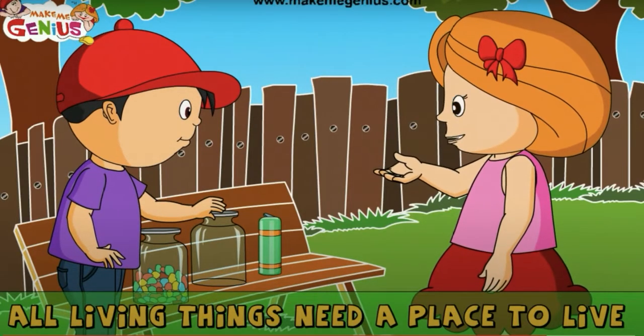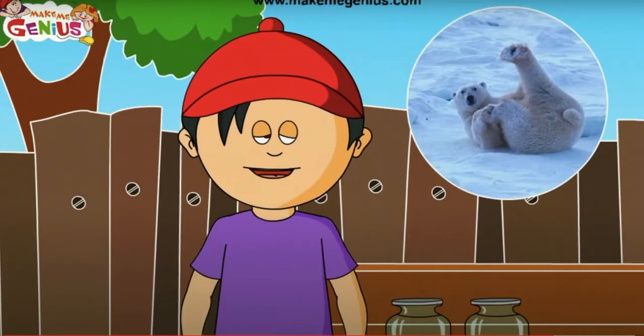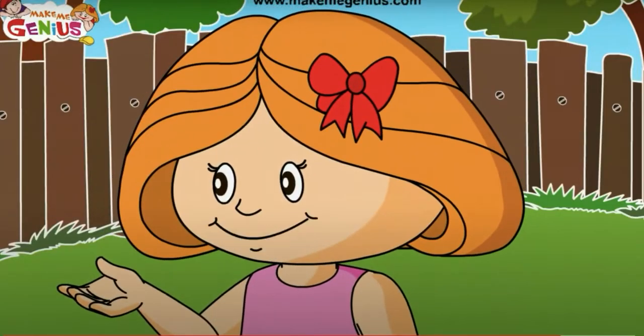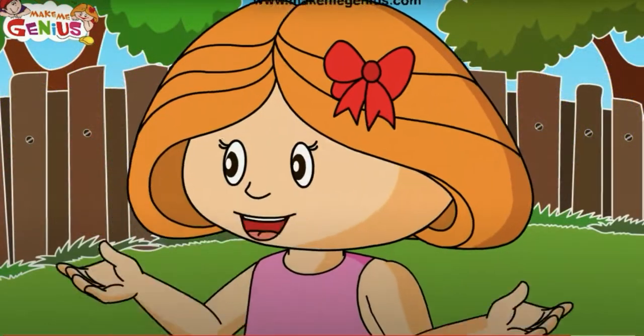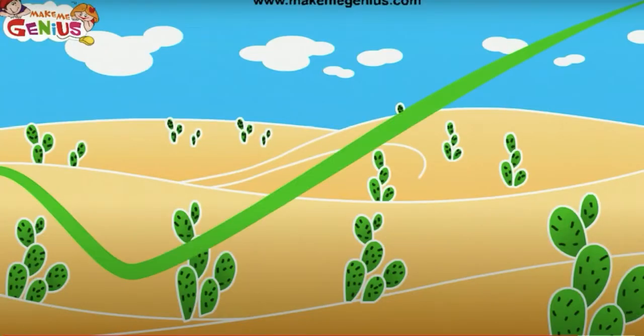What kind of place does a polar bear need to live? I know, some place really, really cold. How about this? Not right. Mango trees don't grow in deserts. And how about this? That's okay. A cactus can live in dry and hot deserts.